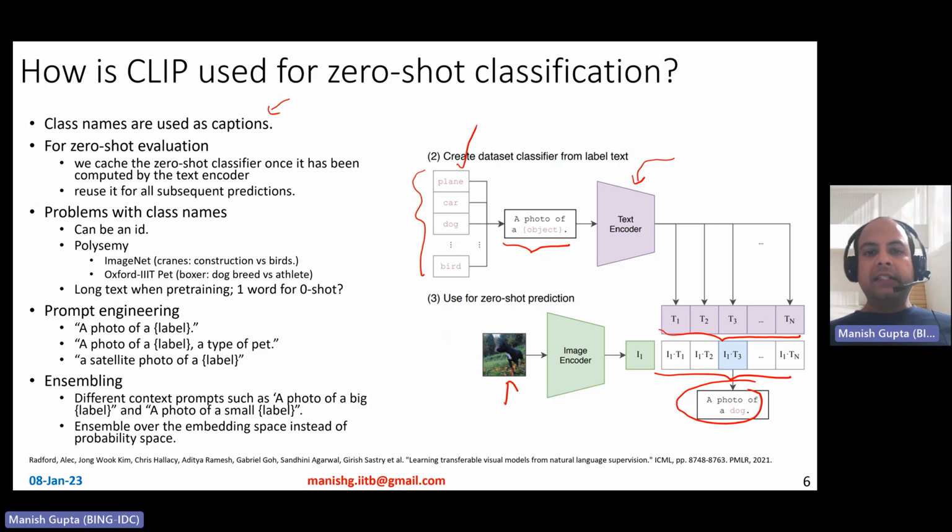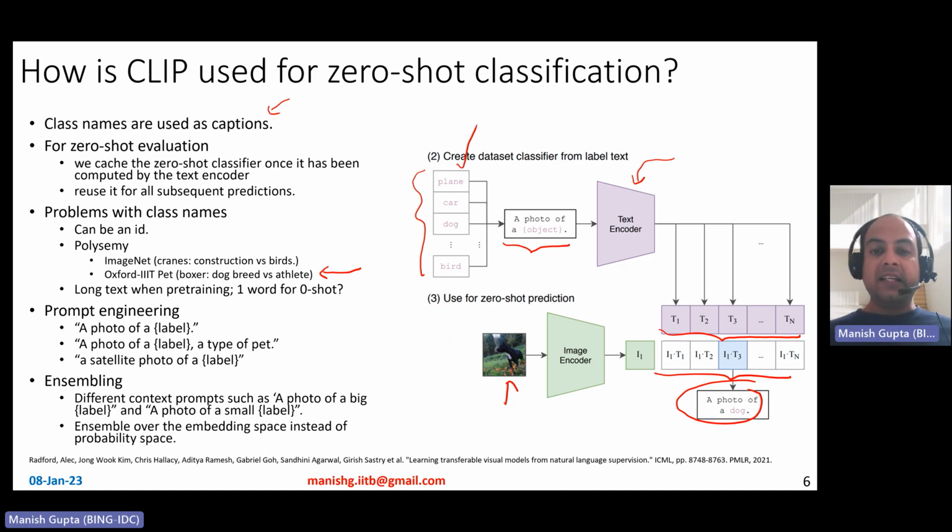So that's a problem. The second problem could be polysemy. Two different kinds of things could have the same class name. For example, in ImageNet, there are construction cranes as well as the birds called cranes, right? So how do you then differentiate between them? Similarly, in the Oxford IIIT Pet data set, there is a dog breed called boxer, and an athlete could also be called a boxer, right? So therefore, you have to distinguish between those classes somehow.